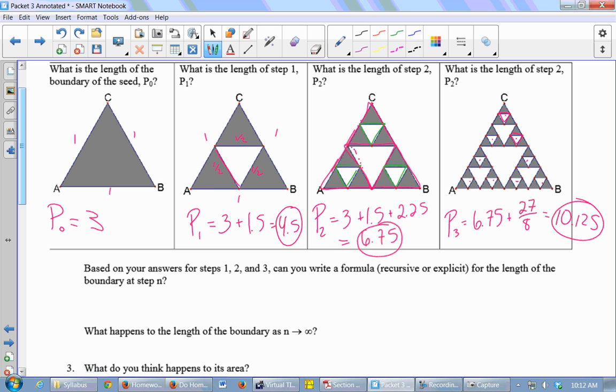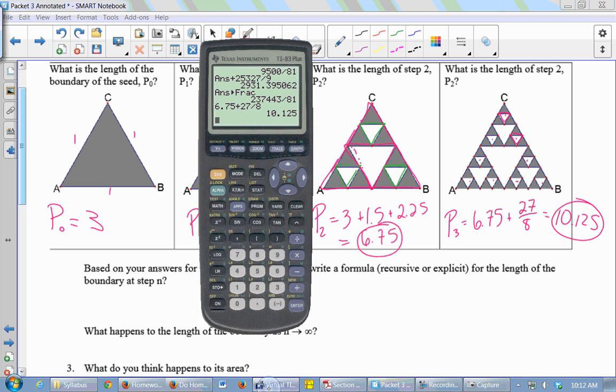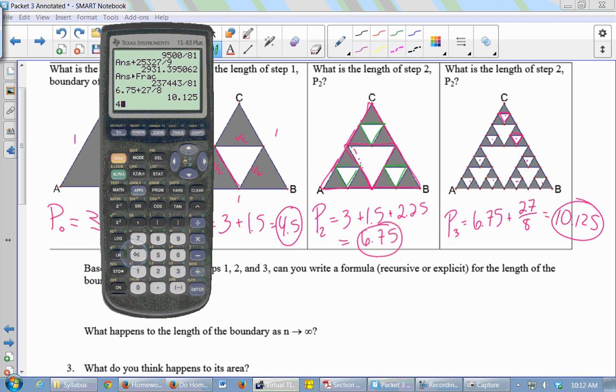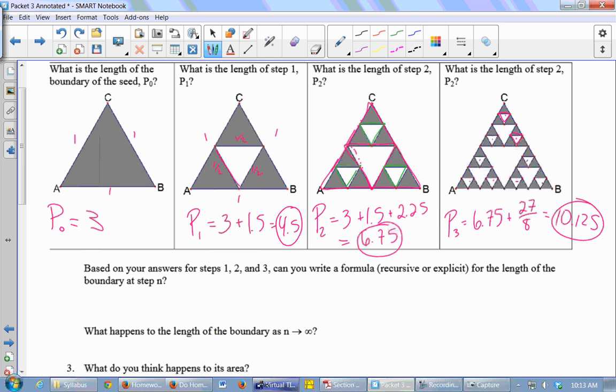What number do you multiply 3 by to make 4 1/2? 1 1/2. What's 4 1/2 times 1 1/2? 6.75. Oh, look, that's the next perimeter. 6.75 times 1 1/2 is 10.125. Okay, so my formula is going to be P sub n is always the previous perimeter times 1 1/2. It goes up by a factor of 1 1/2.